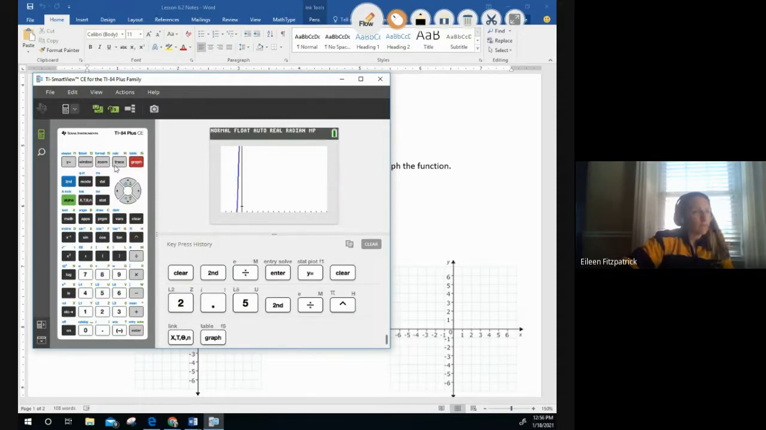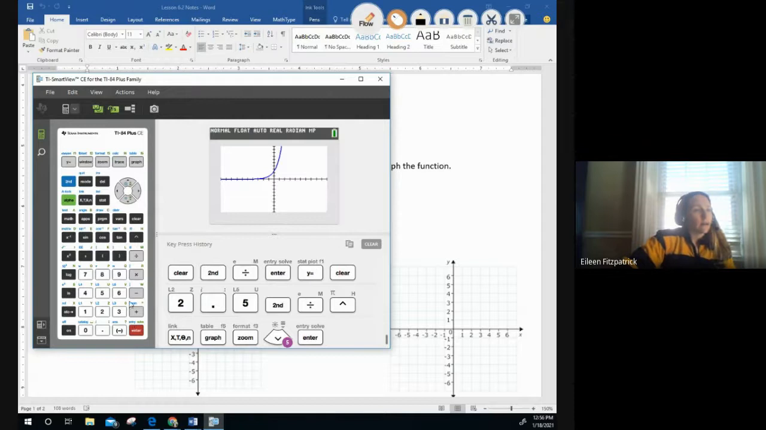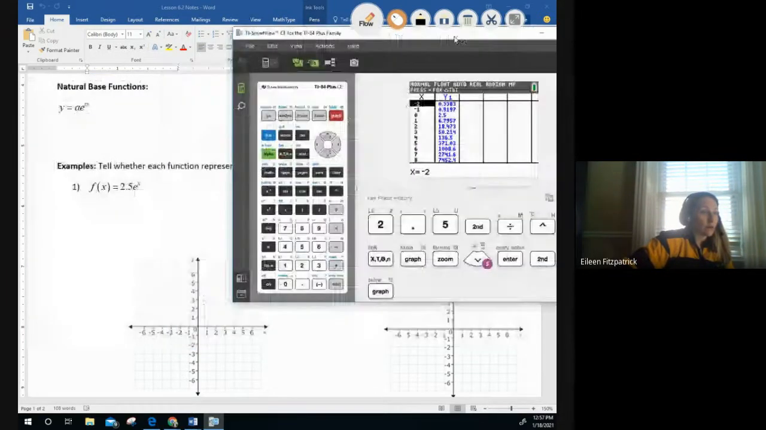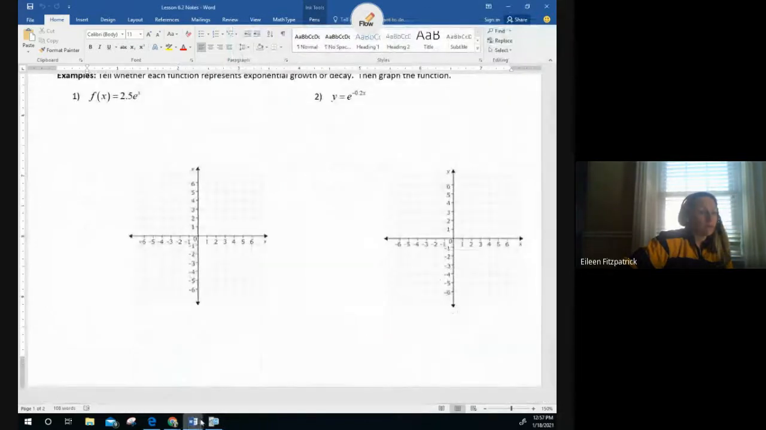Let me just do zoom standard for a second. You could do zoom standard, or if you want, you could do zoom fit as well. You can see it's exponential growth as we said it was. And then I'm going to hit second graph to get to the table. You can just jot down some of those values, and I'll do the same over to the side.